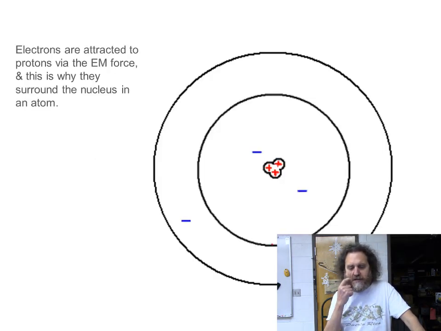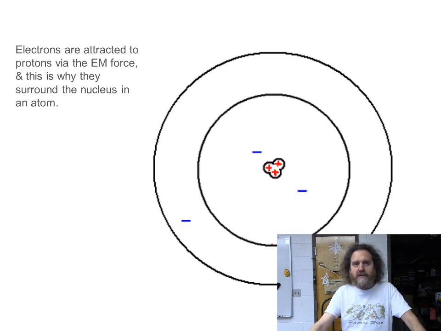So here's a depiction of an atom. There's 3 protons in the nucleus. I'm not depicting the neutrons here, but there'll probably be 3 or 4 neutrons in the nucleus as well. And this would be a lithium atom because lithium is element number 3. So there's 3 electrons that surround the lithium nucleus, and I've got 3 blue minus signs to depict the electrons.